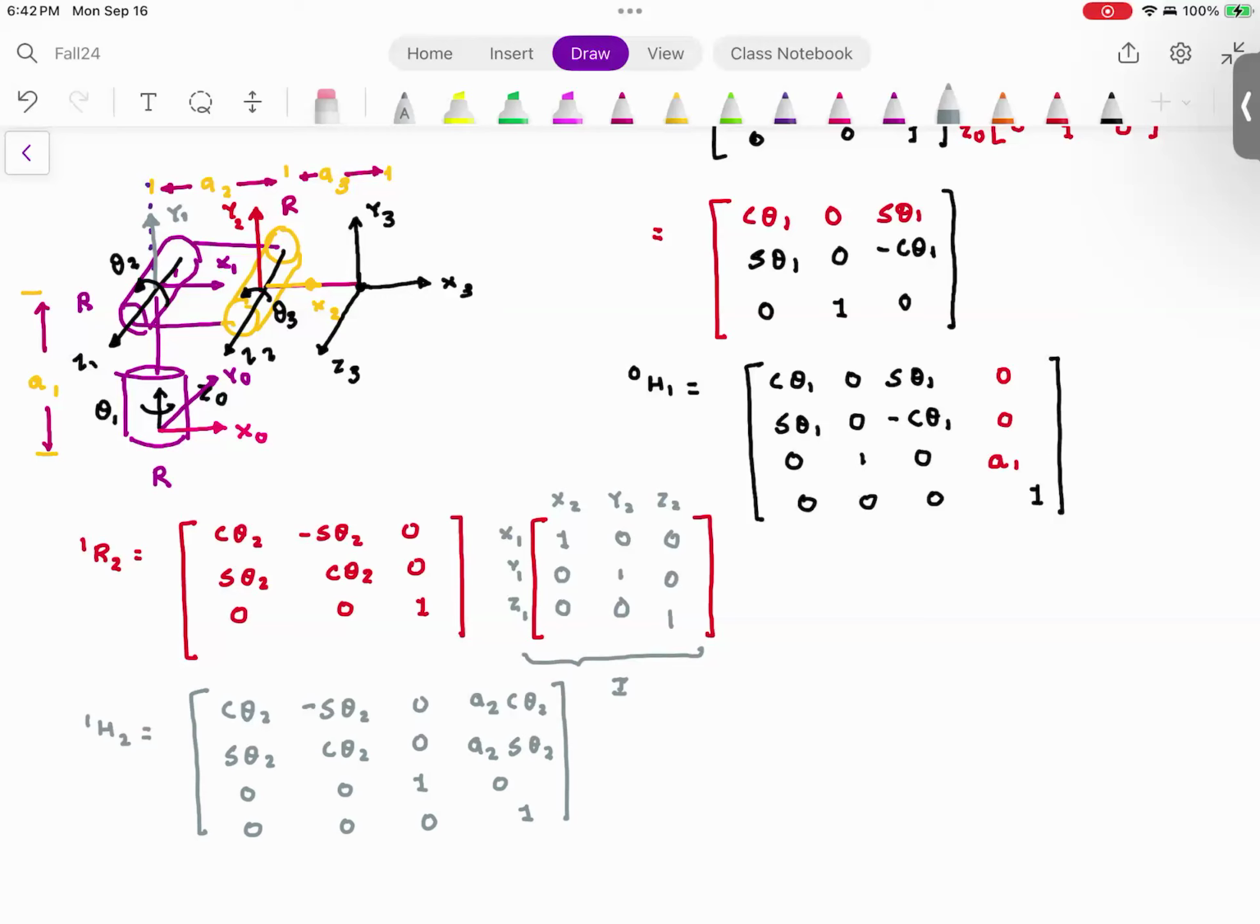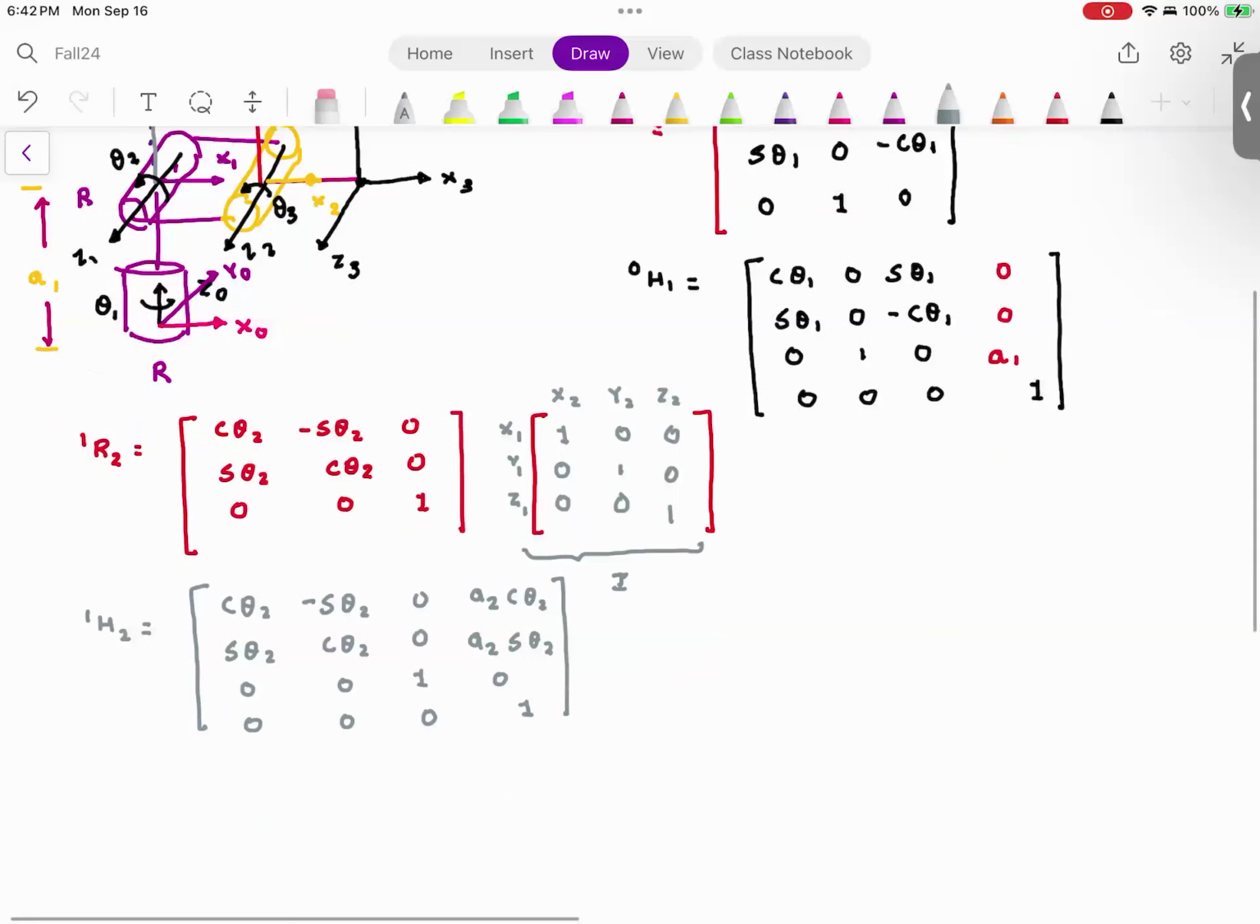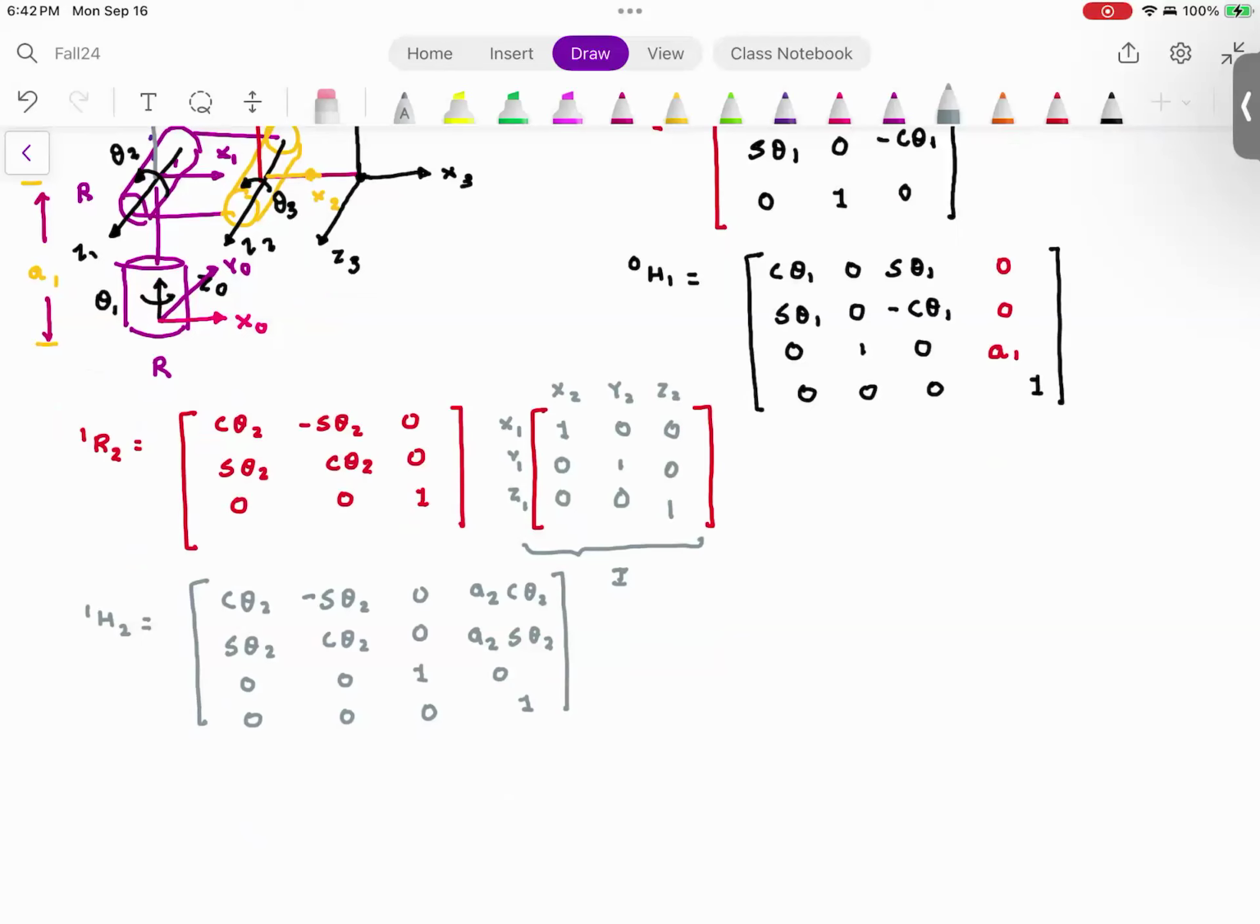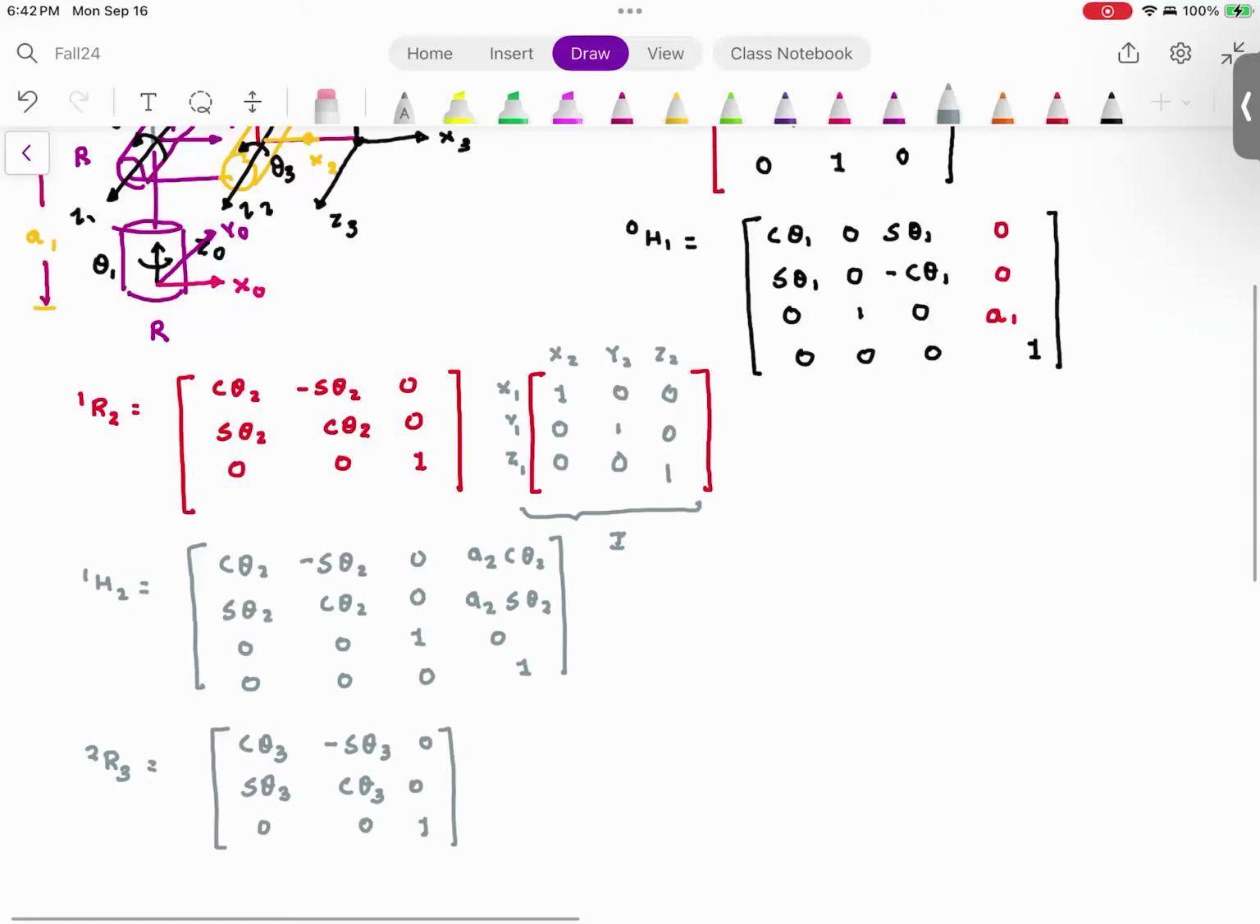So I have this, and the last part is 2R3, and same thing, 2R3 is going to become cosine theta 3, minus sine theta 3, sine theta 3, cosine theta 3, 0, 0, 0, 0, 1. Multiplied, yeah.